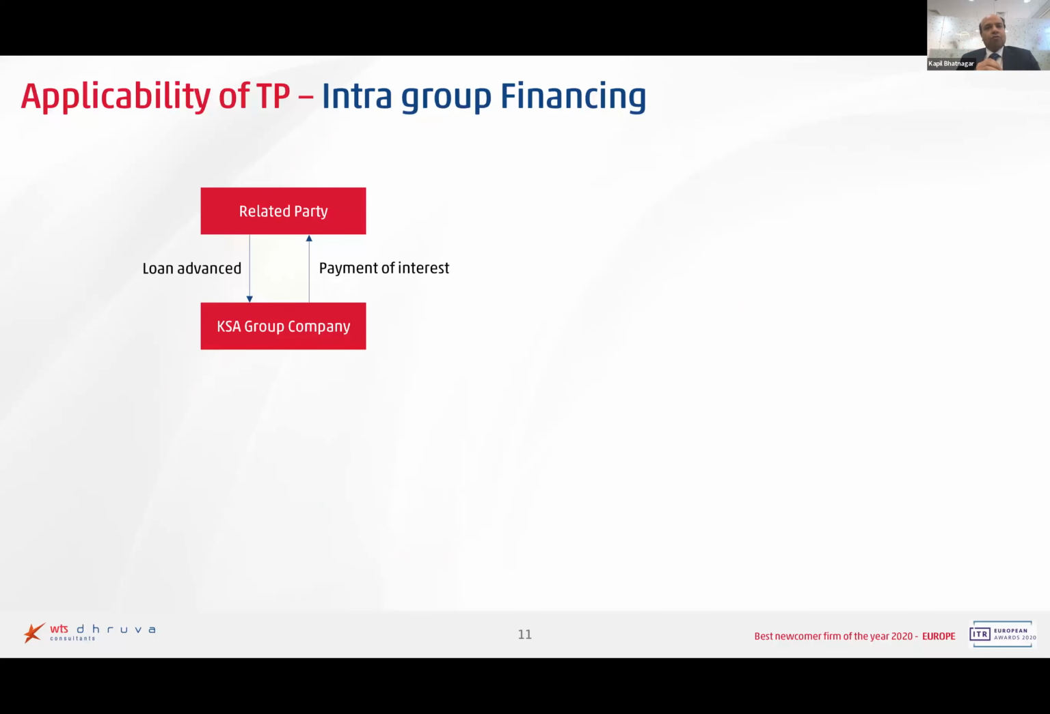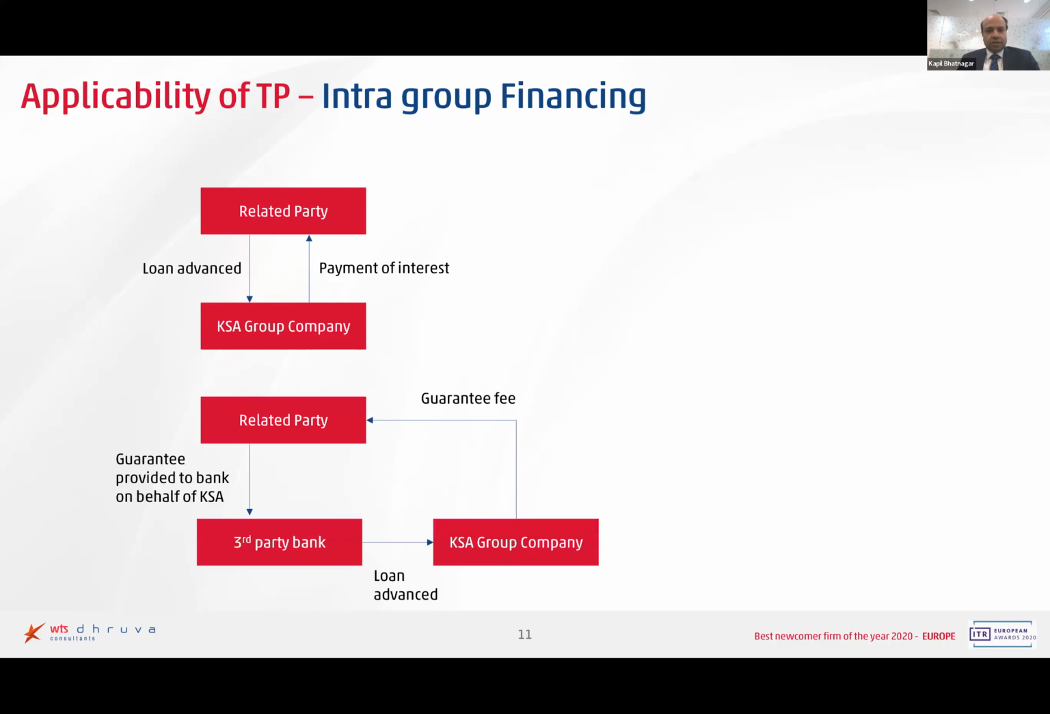In terms of intergroup financing, we've seen these kinds of transactions happen a lot between group companies, where a related party advances a loan to a KSA group company, and the KSA group company typically pays interest. And these payments of interest could be to entities in low tax jurisdictions. We've also seen in many of our clients a scenario where the KSA group company has been granted a loan which has been further guaranteed by a related party overseas, and the related party guarantees the loan to the bank, and the KSA group company typically pays a guarantee fee to the group company.